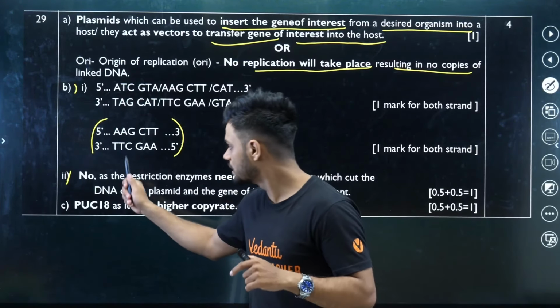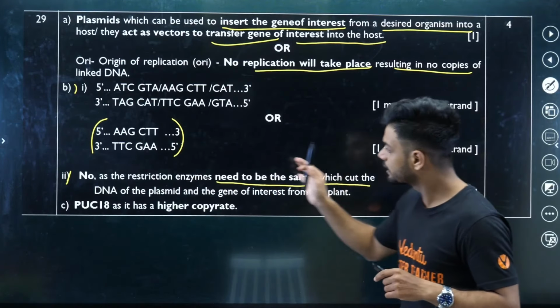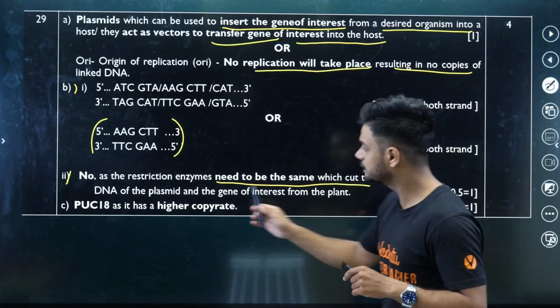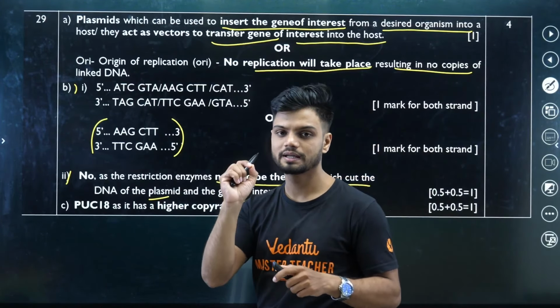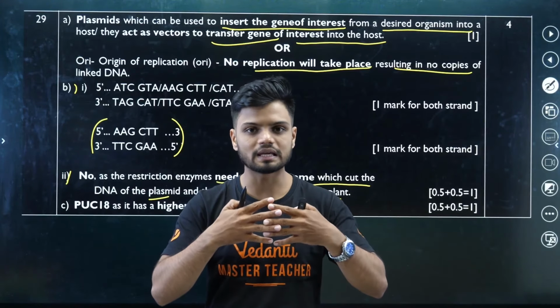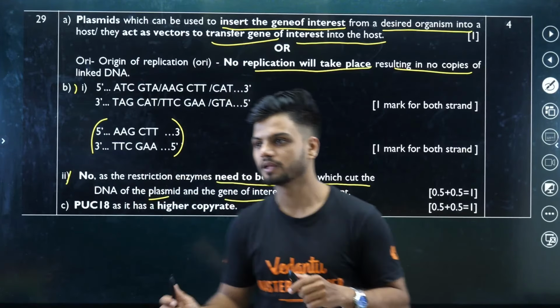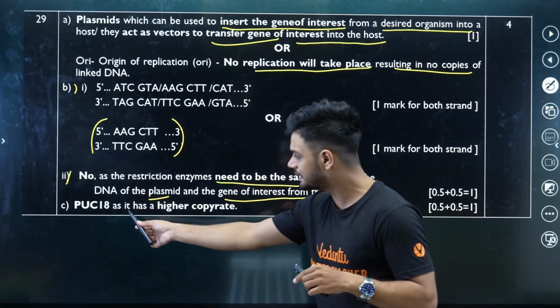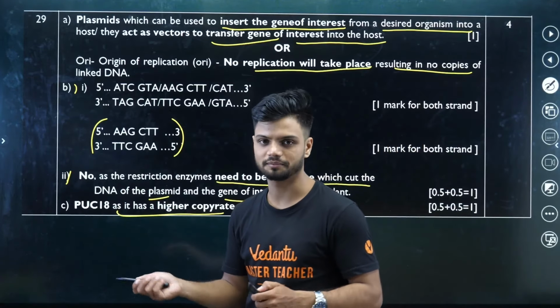No, the restriction enzymes need to be the same, which cut the DNA of the plasmid and the gene of interest from the plant. Both need to be the same. Only when both are the same, you have the same sticky ends, then only recombination will happen, otherwise recombination will not happen. Then POC 18, as it has a higher copy rate, blindly I'll tell the answer for that.